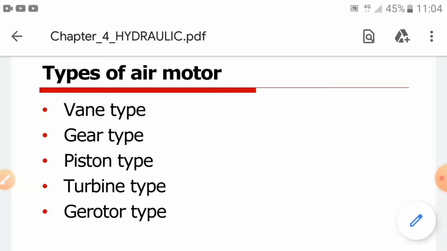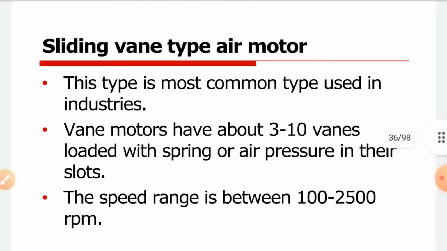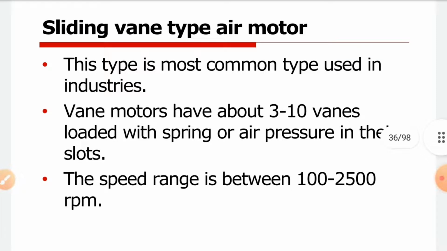So in an air motor, first one is a sliding vane type air motor. It is also a type of air motor, sliding vane. This type is the most common type used in industries. Vane motors have about 3 to 10 vanes loaded with a spring or air pressure in their slots. The speed range is between 100 to 2500 rpm.